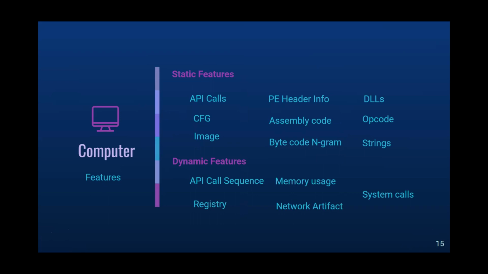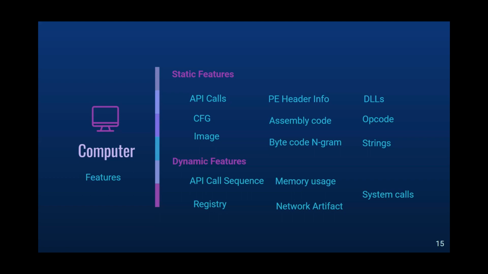I believe that this is all the features that could be extracted from any computer executable: API calls, PE header, DLLs, opcode, strings, images. Images is trending nowadays. Combining image processing in malware detection with machine learning is so new and exciting to be explored.